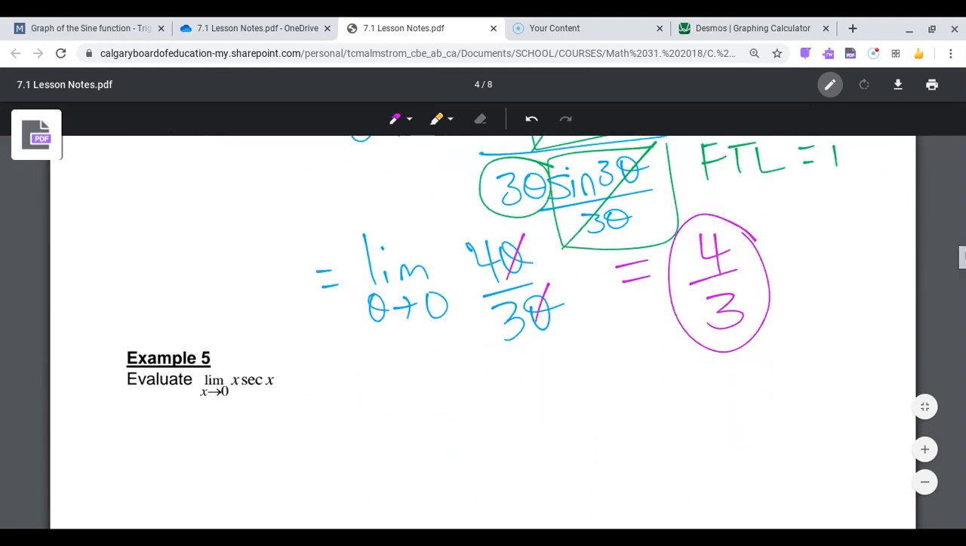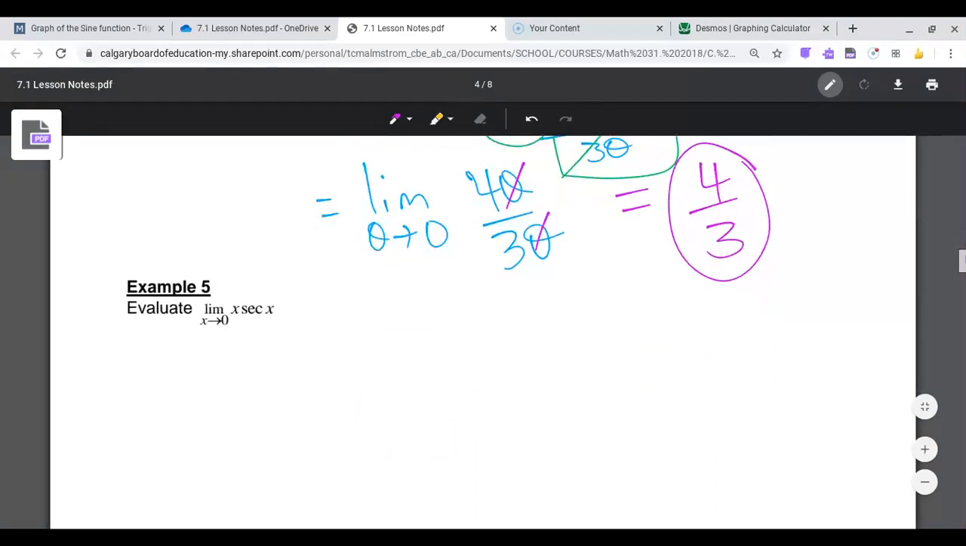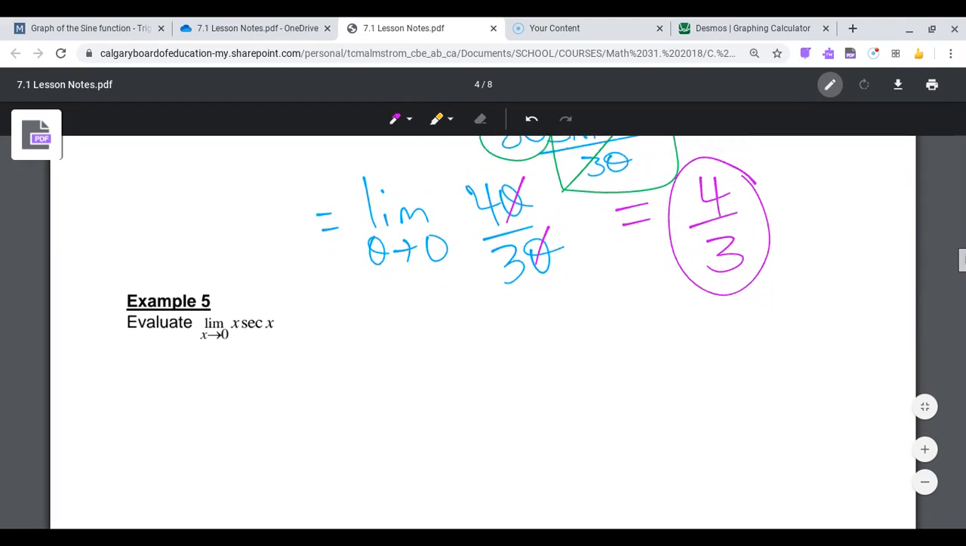All right, example 5. When I look at example 5, I'm going to ask myself, will direct substitution work? I believe direct substitution is going to work. If I think about secant x as the same as 1 on cos x, and then cos of 0 would just be 1. So let's have a look at our little unit circle here.